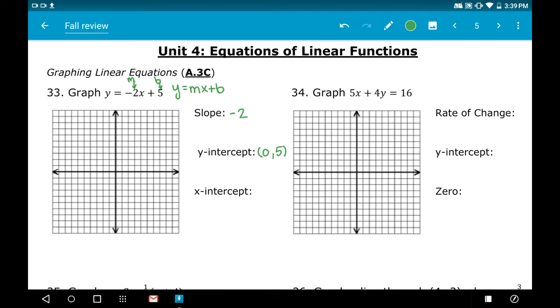Now to graph this, first thing I have to do is find my y-intercept, which is +5. So 1, 2, 3, 4, 5. And that's where I put my first point. Now my slope is -2, which is -2/1. That means I go down 2, right 1. So I just keep going down 2, right 1 until I fill up my whole graph.